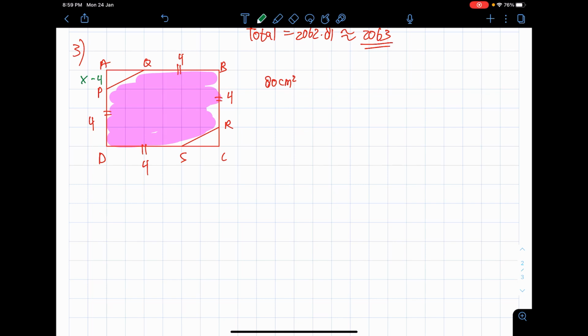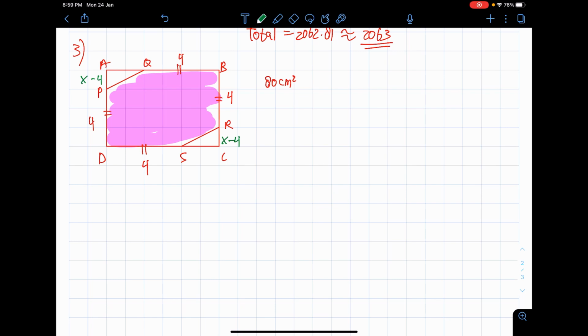And these two triangles are supposed to be the same, because the amount that is removed is equal on every side. So to speak, the two triangles you see here must be congruent. I can say that RC is X minus 4 as well. Then the question asks you to find out the length of AQ.